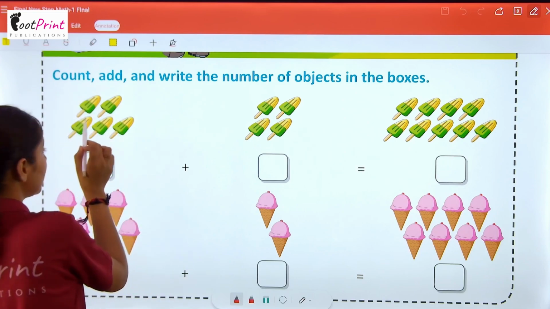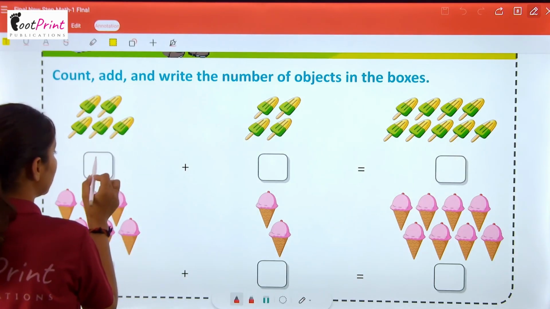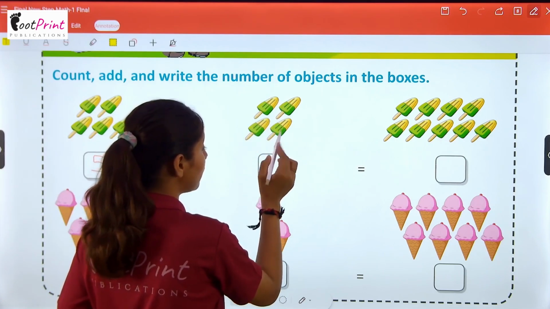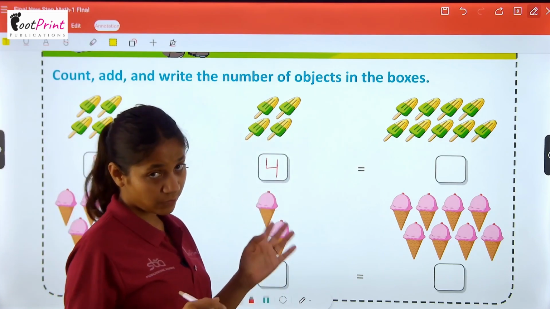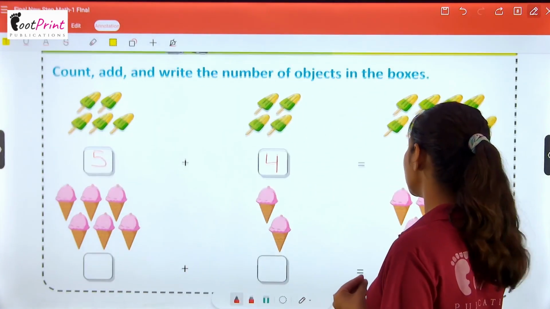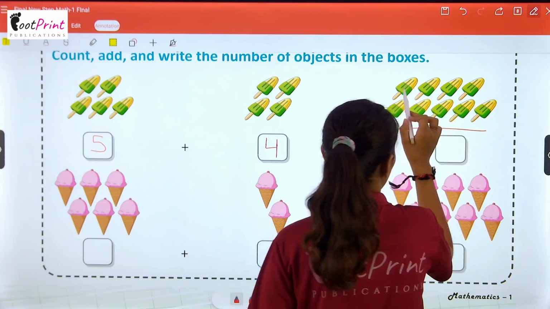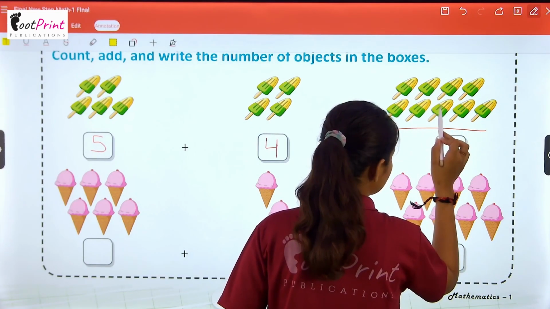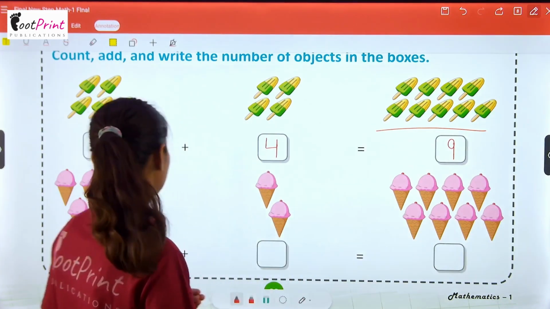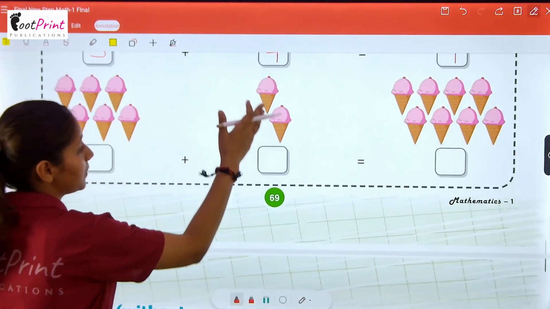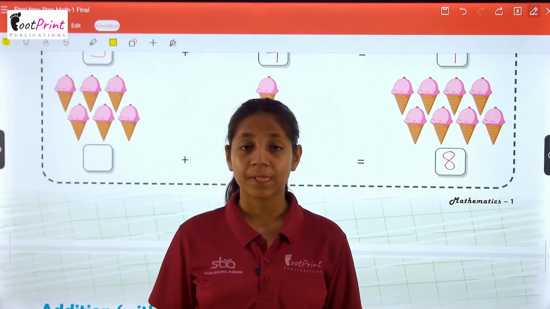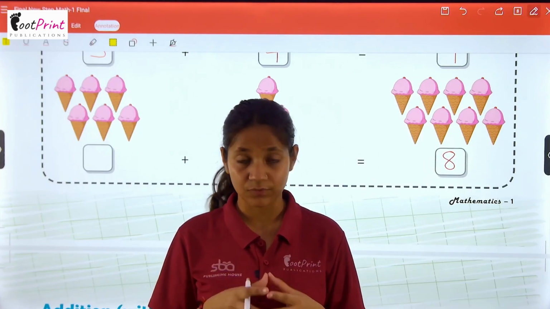See, 1, 2, 3, 4, 5. There are 5 ice creams. Now 1, 2, 3, 4. There are total 4 ice creams. Now putting them together in addition as a sum, we are getting 1, 2, 3, 4, 5, 6, 7, 8, 9. Total 9 ice creams. Similarly, 6 plus 2 are 8 ice creams. So here what did we do? We did nothing but addition of the things.